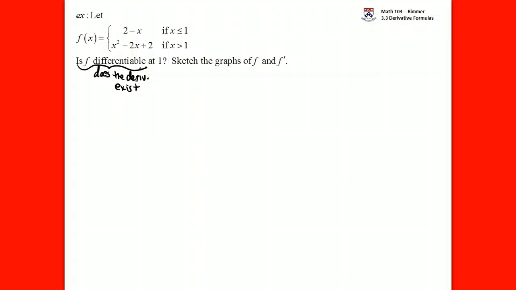So let's see if there's a jump. How do we do that? We see if the left hand is going to the same place as the right hand. We just care about the point where the function is supposedly broken at x equals 1. On the left hand, I'm 2 minus x, but on the right hand, I'm x squared minus 2x plus 2. So basically, I'm looking at a line meeting up to a parabola.